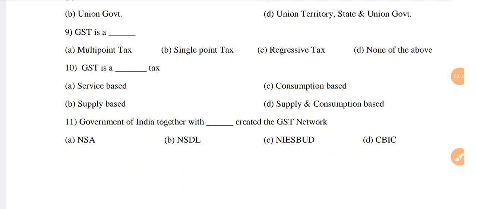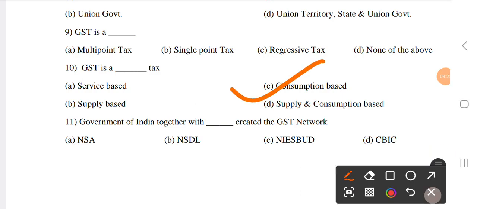Next question, GST is a dash tax. Option A service based, B supply based, C consumption based, and D supply and consumption based. The correct option is C, consumption based.